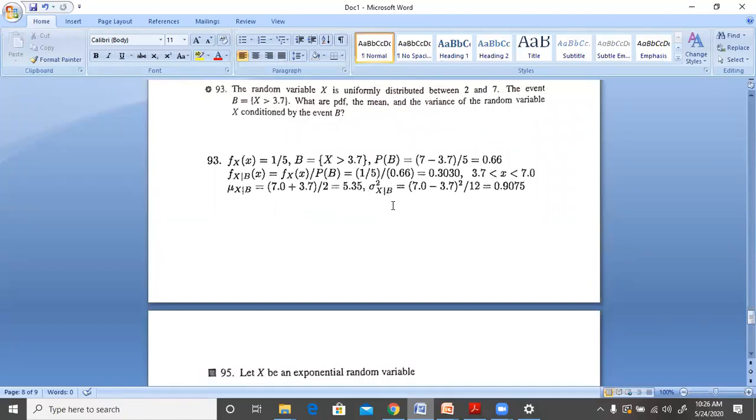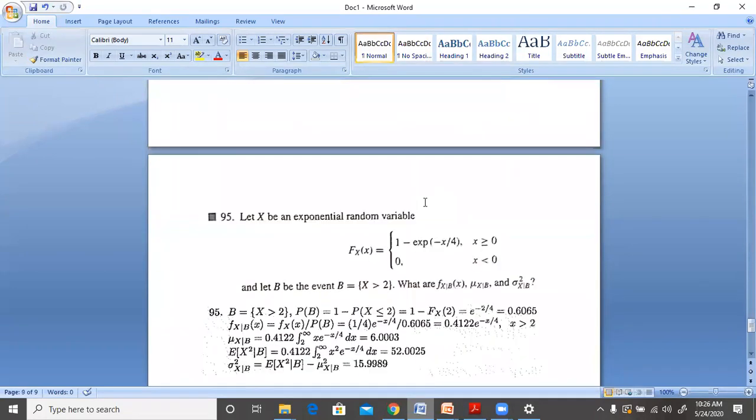Now, similarly, the variance will be maximum minus minimum whole squared by 12, and that will turn out to be 0.9075. And this is only for the uniformly distributed case. One should remember that. So thus we can find the mean, the variance, as well as the PDF for the uniformly distributed random variable between 2 to 7, given the event B equal to x greater than 3.7.